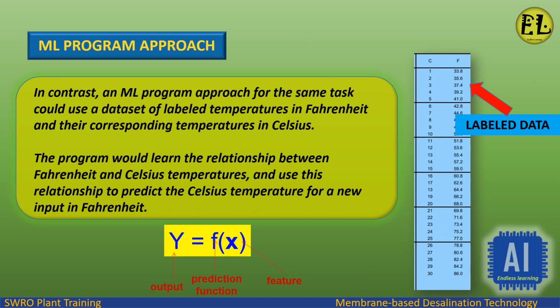In contrast, an ML program approach for the same task could use a dataset of labeled temperatures in Fahrenheit and their corresponding temperatures in Celsius. The program would learn the relationship between Fahrenheit and Celsius temperatures, and use this relationship to predict the Celsius temperature for a new input in Fahrenheit. Y equals F(X), where Y is the output, F is the prediction function, and X is the feature.